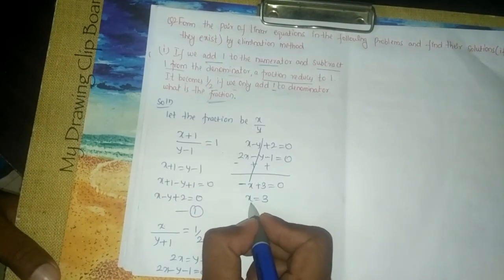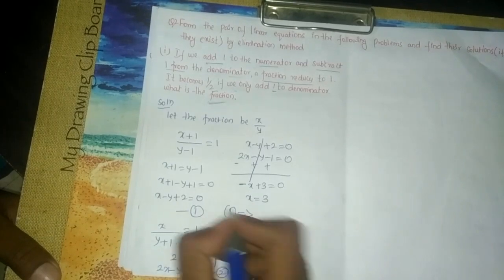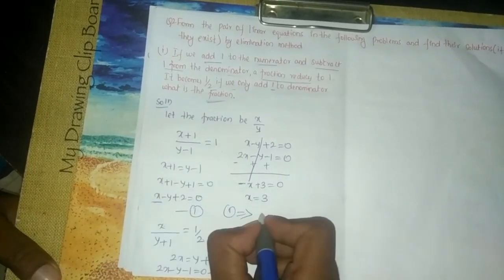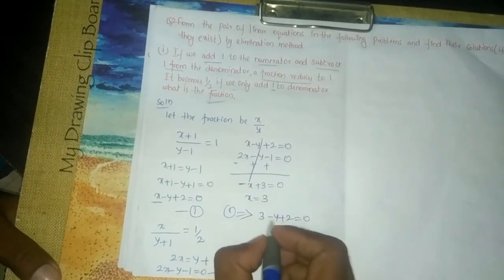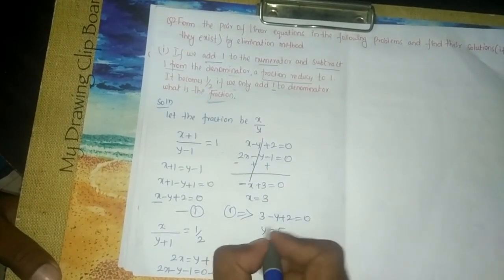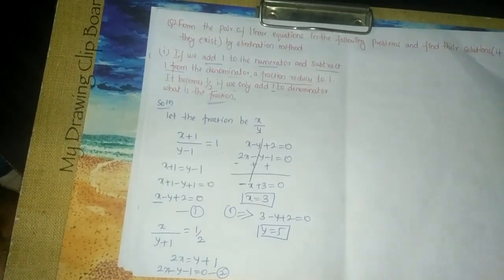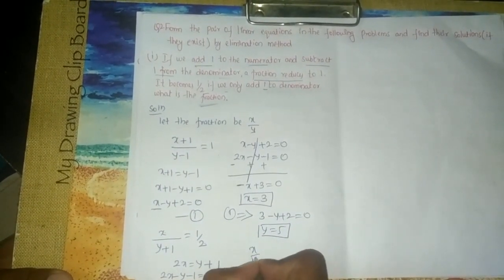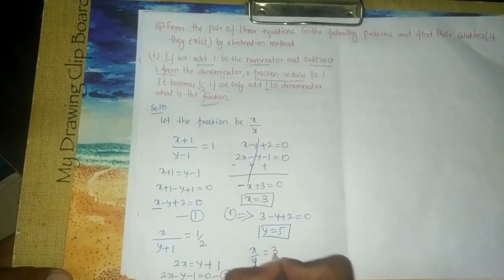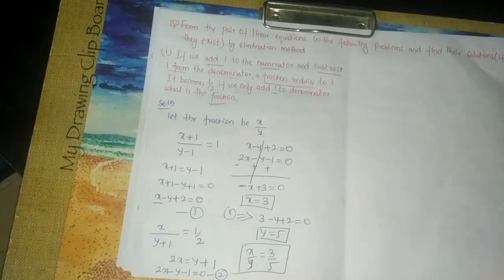Now substitute this x equals 3 in any one of the equations. Let me use equation 1. So x is 3, minus y plus 2 as it is, or y equals 5, and x equals 3. So the fraction x by y is equal to 3 by 5. This is the required answer. The fraction is 3 by 5.